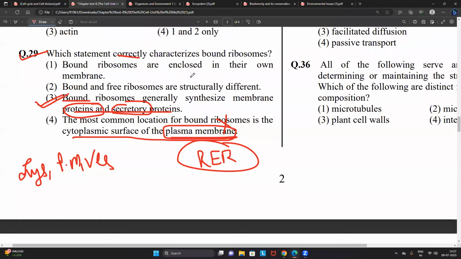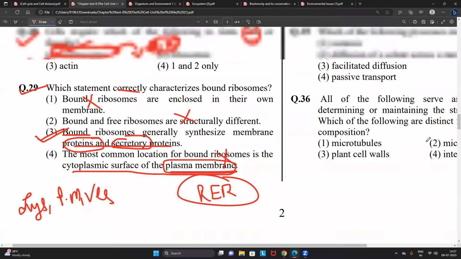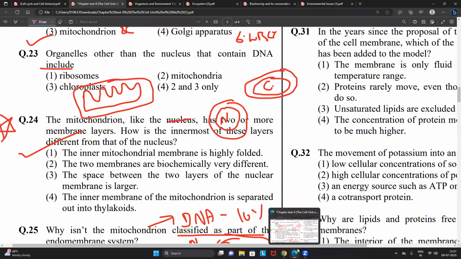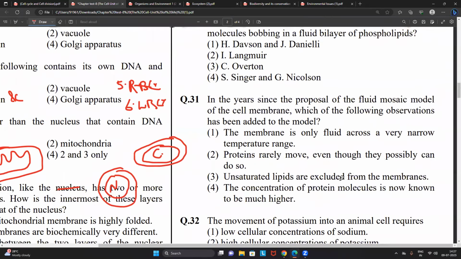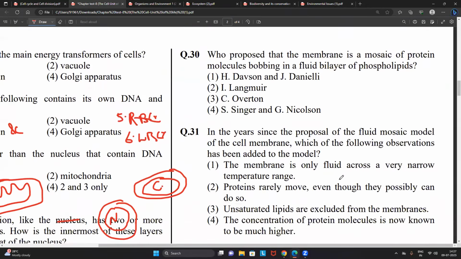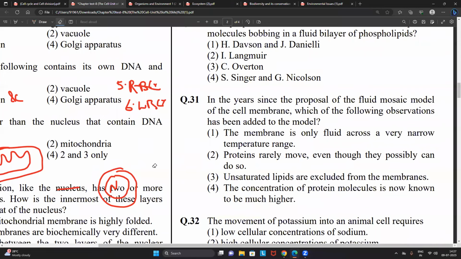Option 2, bound and free ribosomes are structurally different. How are they structurally different? Every ribosome has a small and large ribosomal subunit only. Bound ribosomes do not have any kind of membrane. Correct, na? Hence, option 3 will be the correct one. Slowly. You have to do the question very accurately. It is not about being fast, it is not about the speed. It is about the accuracy.